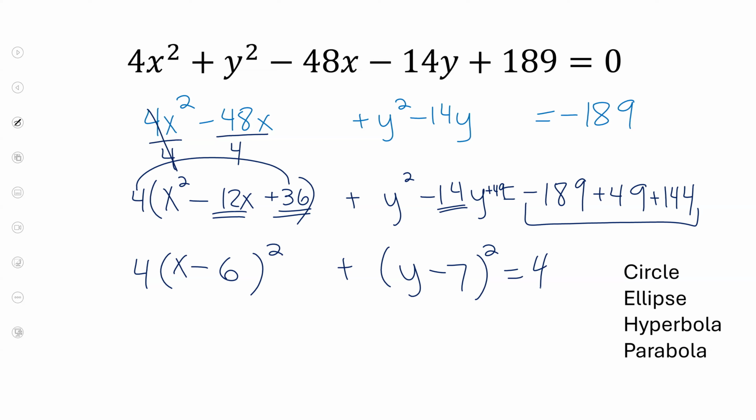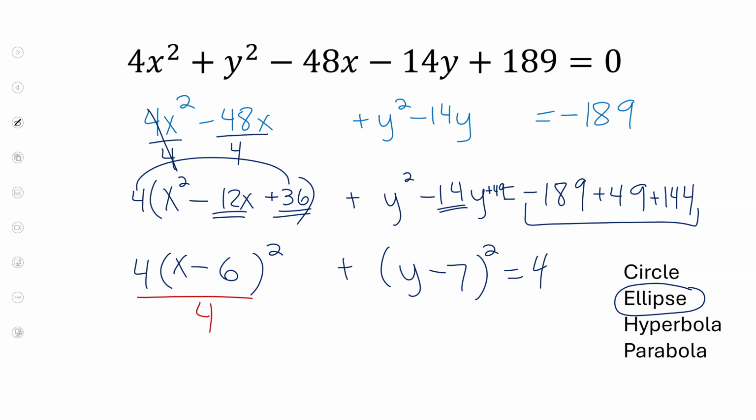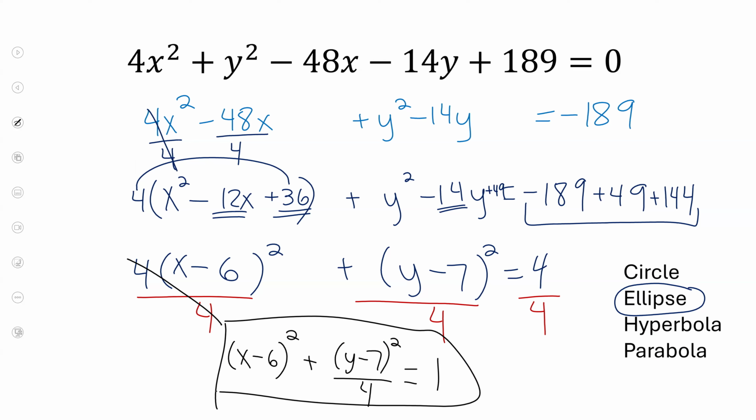We're almost to our equation of the ellipse. What I need to do now is divide everything by a 4. So my final answer, those cancel, it's just 1. So it'll be x minus 6 squared plus y minus 7 squared over 4 equals 1. That is your equation of the ellipse.